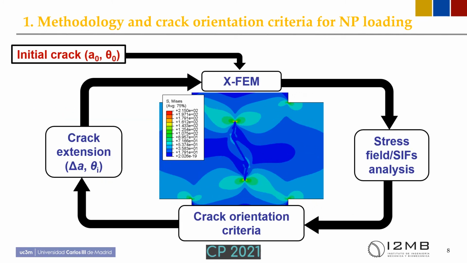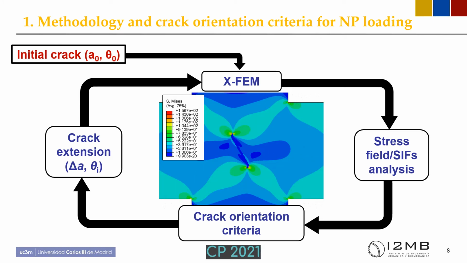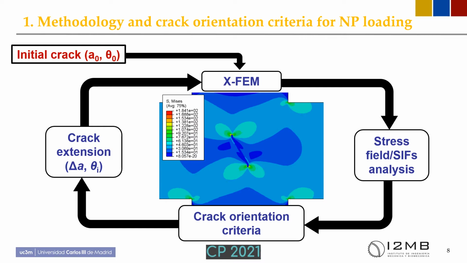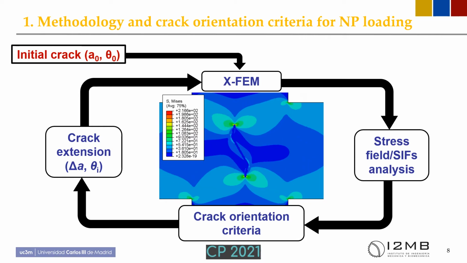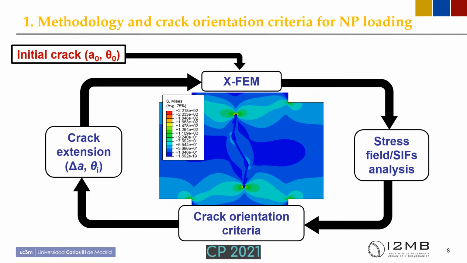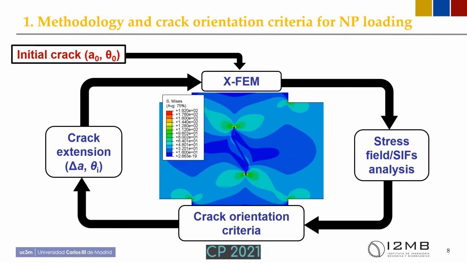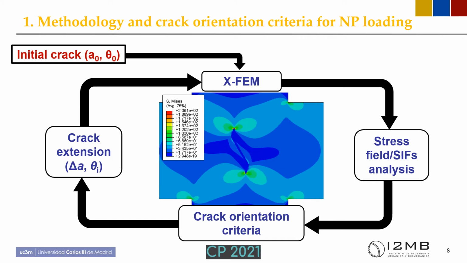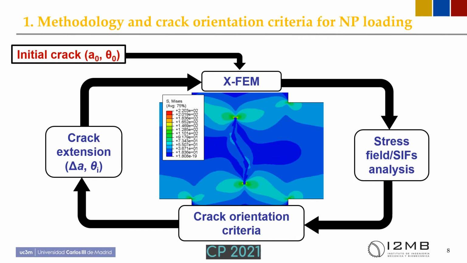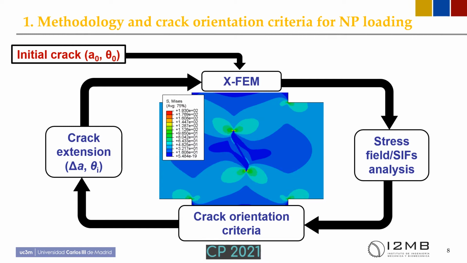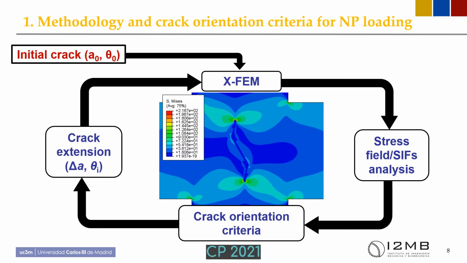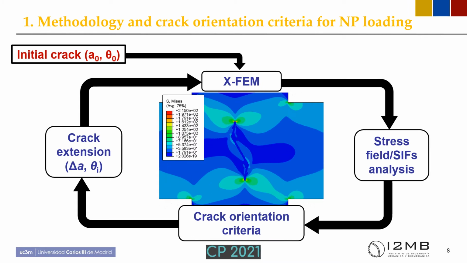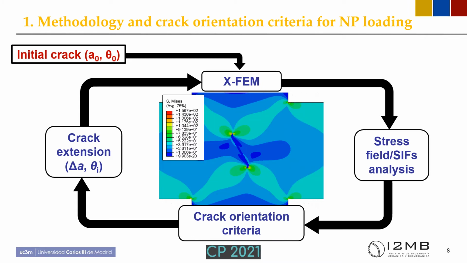The methodology that we use is the classical approach where we start with an initial crack with a certain length and certain orientation. It's a segment crack. We perform a simulation, then we analyze either the stress field or we perform the stress intensity factor analysis to obtain the SIFs. And then we apply a crack orientation criteria. At the end of each simulation, we extend the crack and we repeat the process. Since the focus of this work is the crack path, we repeat the process until obtaining a predefined crack length.